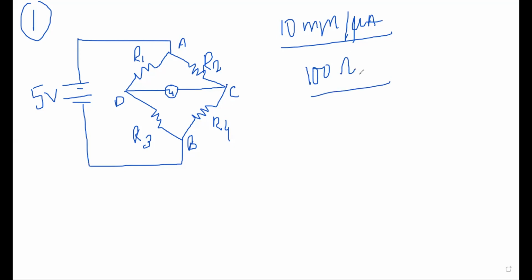Calculate the deflection of the galvanometer caused by 5 ohm unbalance in the arm BC. You have to find the deflection of the galvanometer that is caused by the 5 ohm unbalance in the arm BC. Look into the arm BC that you have to consider. Now do the problem and tell me.